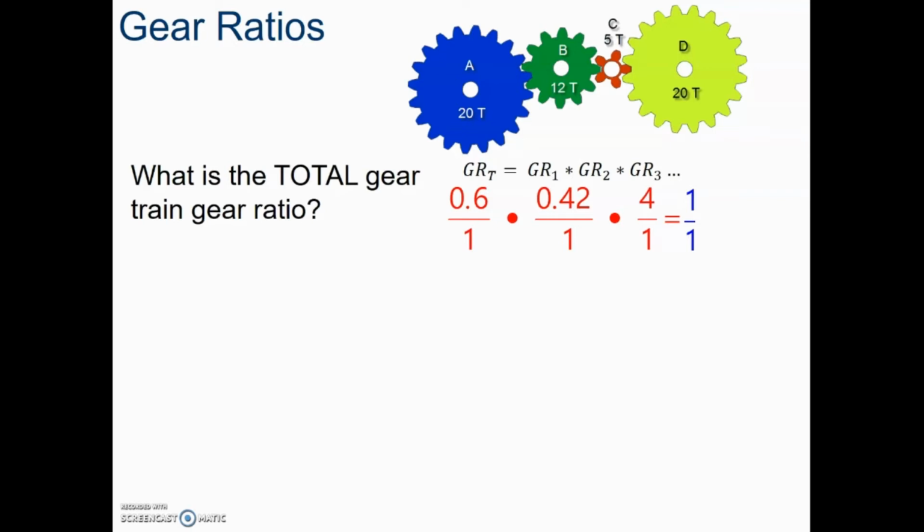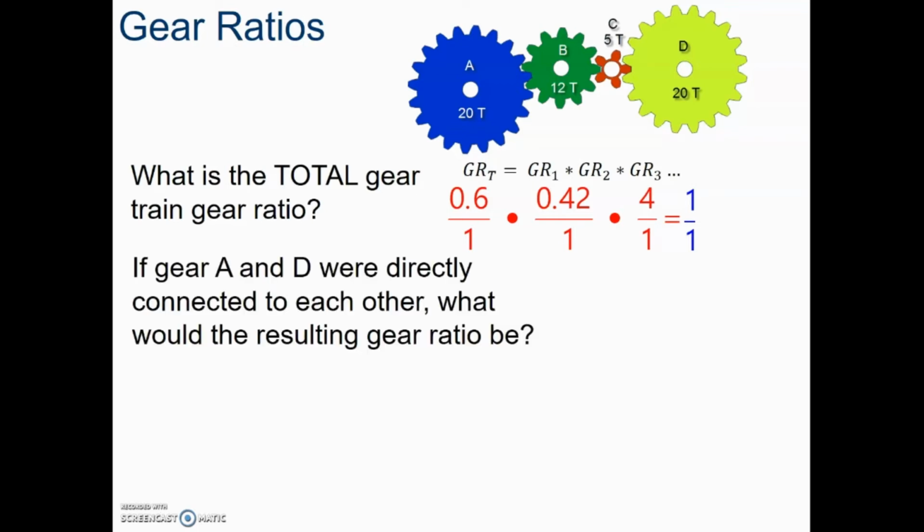Now let me show you a little shortcut that we can do for this as well. Let's imagine that we had A and D connected together. So B and C, those two idler gears, are completely gone. Just for kicks and giggles, let's figure out what the gear ratio is going to be between A and D. So I'm going to identify A as my driver or my input. I'm going to identify D as my driven or my output. And I'm going to toss in their number of teeth, which is 20 over 20 and 1.